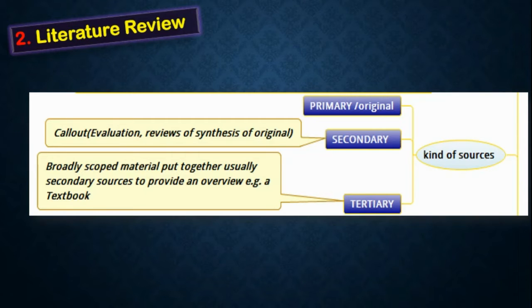And then the second one is secondary. It means the evaluations of other research, other articles, or a review of other articles. And then tertiary is broadly scoped material put together solely from secondary sources to provide an overview. For example, your source is a textbook. So I suggest you use articles and journals, not textbooks. Textbooks should be limited.